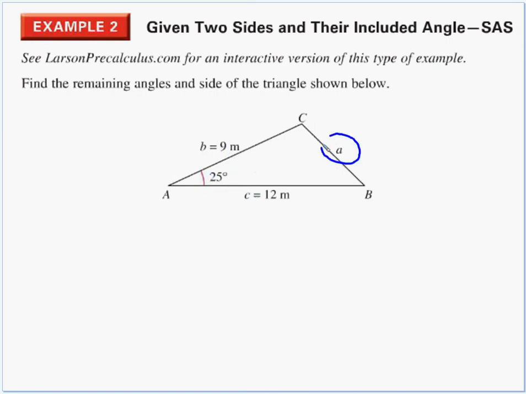So, to set up our first fraction in the law of sines, we need a complete fraction. Here, we're missing something from everything. From 25 degrees, we're missing the side. From side B, we're missing angle B. From side C, we're missing angle C. So the law of sines won't cut it, at least to get us started.